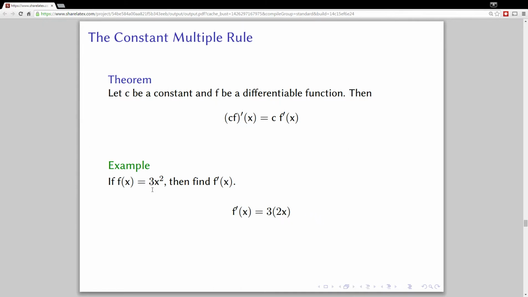If you've got a constant times a function, you want to take its derivative, just rewrite the constant and multiply by the derivative of the function, and that's it. Here we would simplify a little bit, and get f prime of x equals 6x. Okay, and so that's all there is to it on the constant multiple rule. So that works pretty nicely.